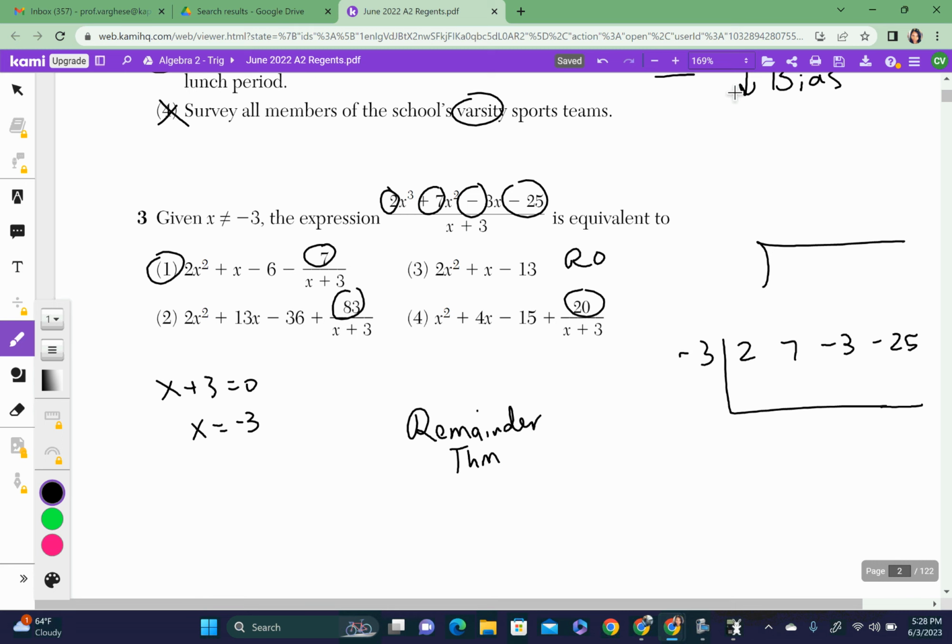3 times -3 times 2 is -6. So you put that right there, and then you add these together. So 7 minus 6 is 1, and then you do -3.